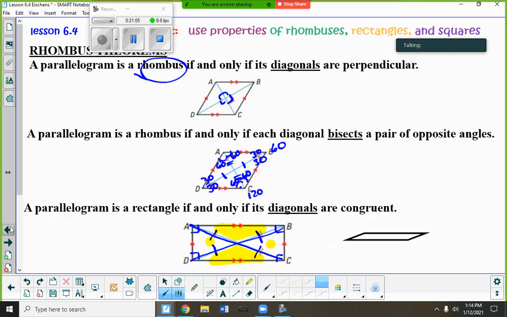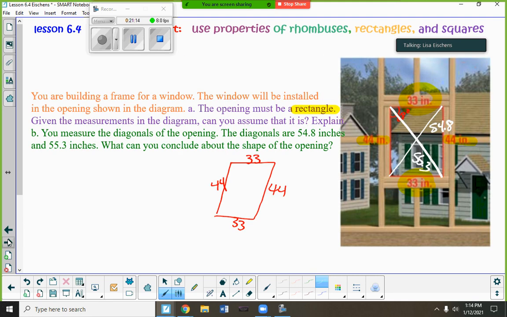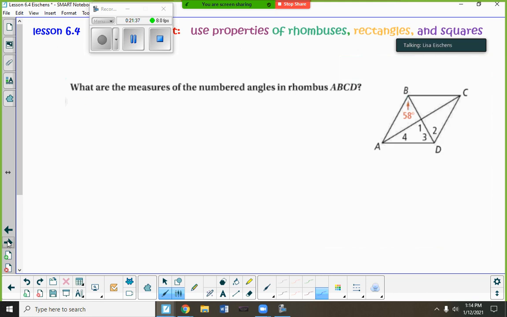Go back to this slide. It said a parallelogram is a rectangle if and only if the diagonals are congruent. So the way that you would know, you don't even need a tool to measure your corners. If you measure the diagonals, and if this one was 55, and if this one was 55, you would know that you have a rectangle. So that gets used a lot in building. All right, because if the diagonals are equal, then you have a rectangle. Okay, let's do some other problems here.